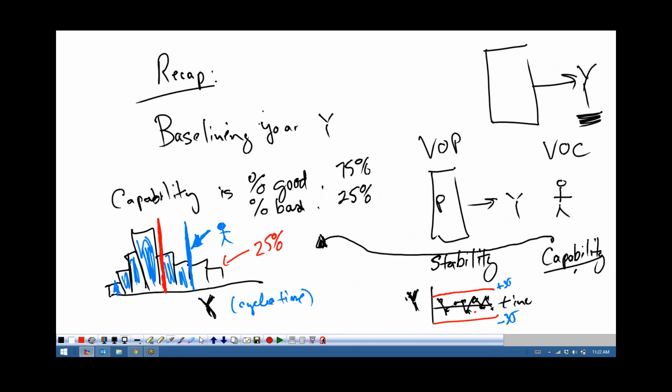Okay. And the voice of process is stability. We're using a control chart to examine that. And the voice of customer is capability. Capability is just a histogram with a line in it. We put that line at the spec. The customer tells us what that spec is. And we look at the percent good or the percent bad. And hopefully we've given you some ammunition to articulate why it's better or certainly significantly different than just looking at the average of the process. Okay, I'm going to move on. Unless there are additional questions, let's move into the section on metrics.